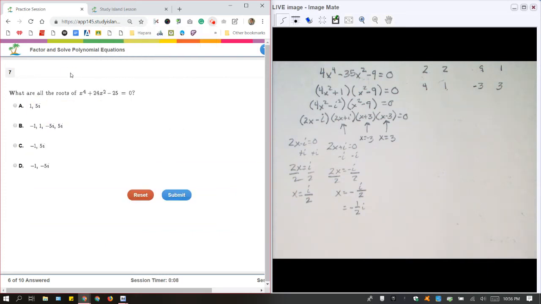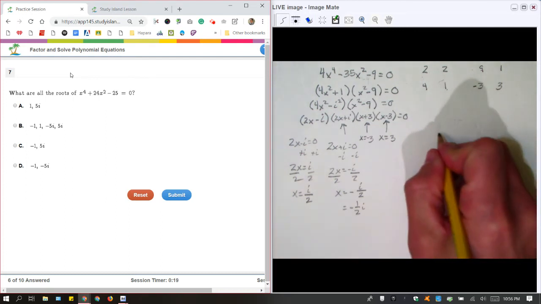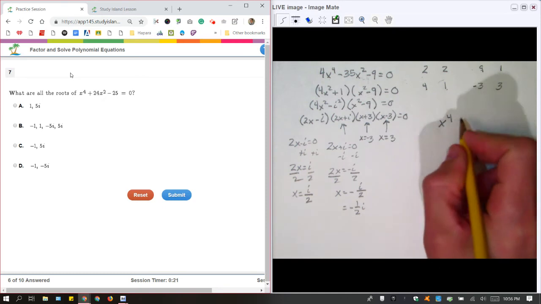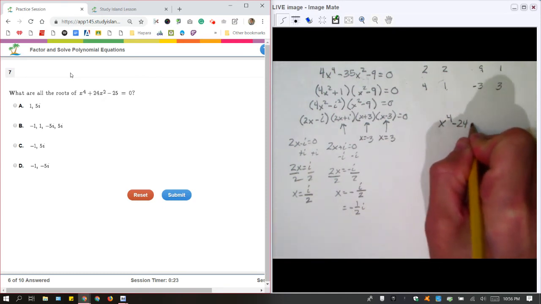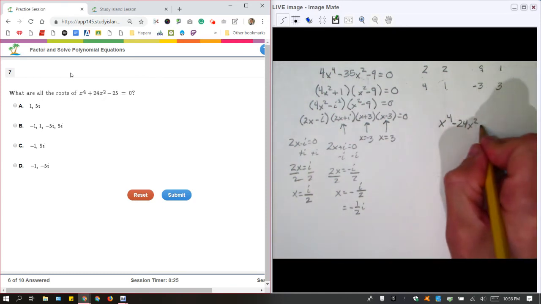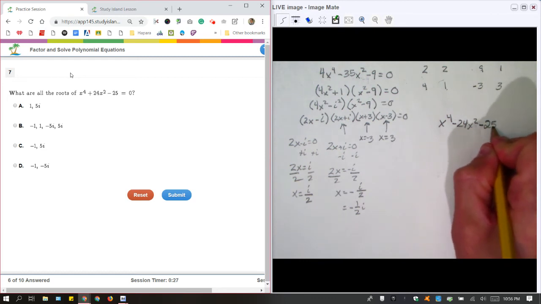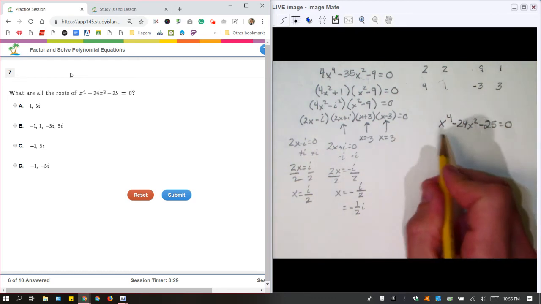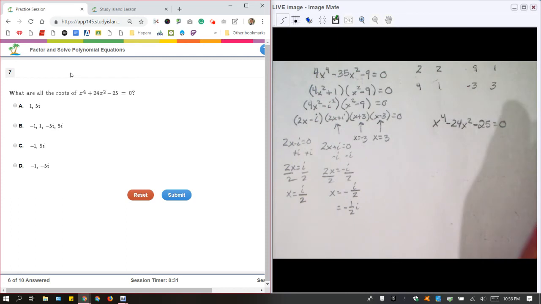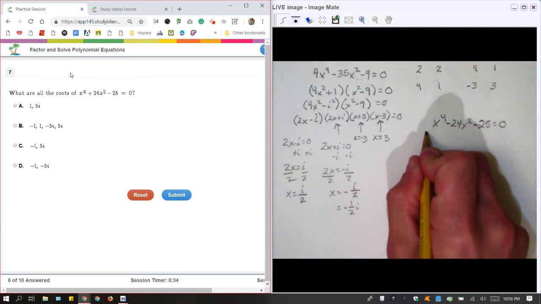All right, let's come back for another one here. What are all the roots of x to the 4th plus 24x squared minus 25 equals 0? So a very similar type of problem. We are going to do x to the 4th power minus 24 times x squared minus 25 equals 0. And then again, if we're going to factor this, we're going to factor it into the product of two binomials is equal to 0.